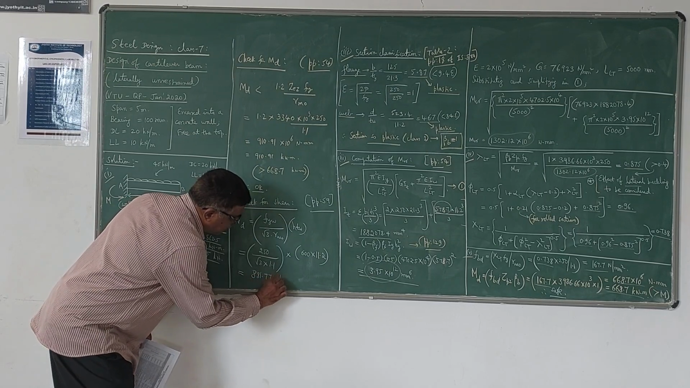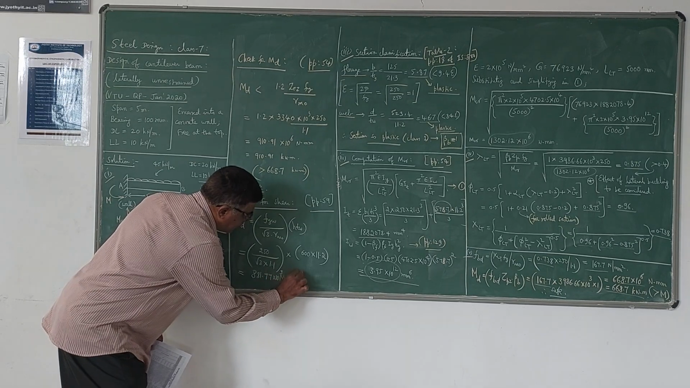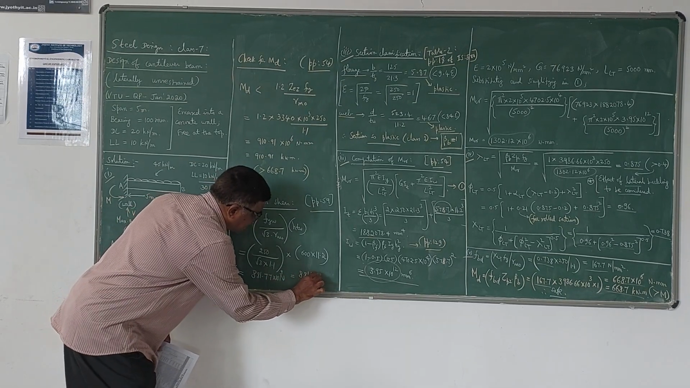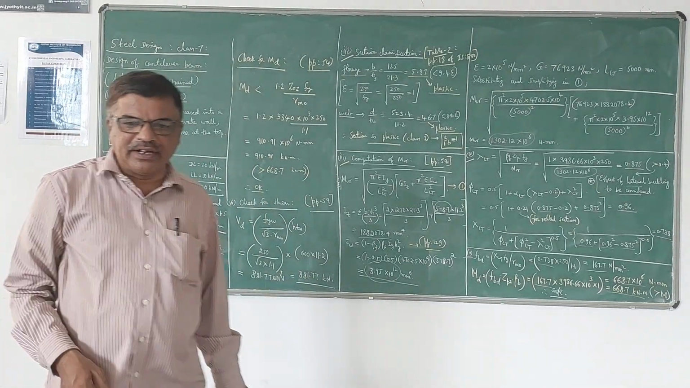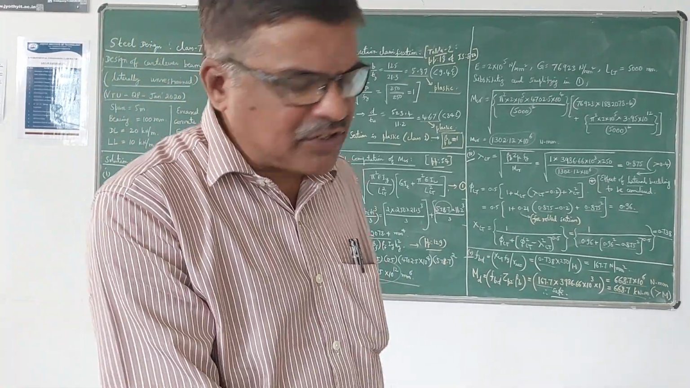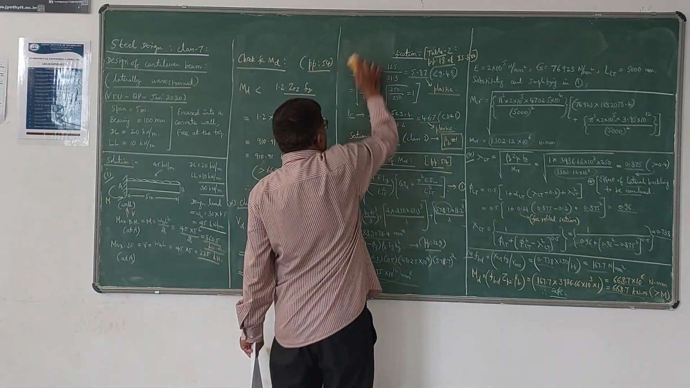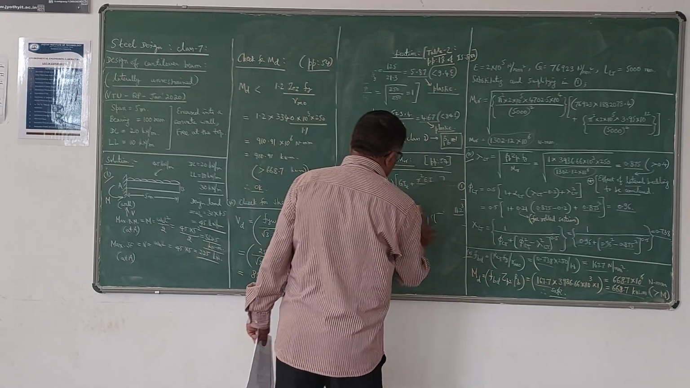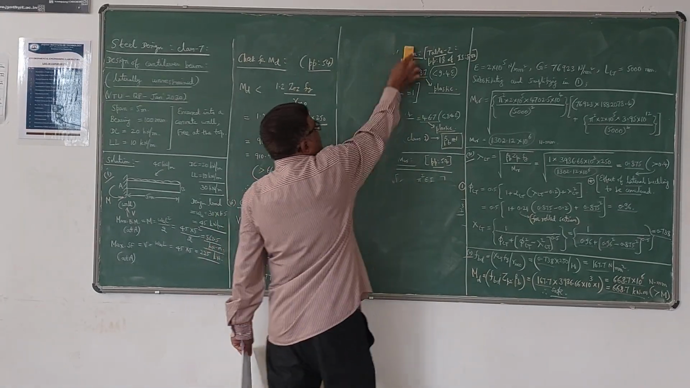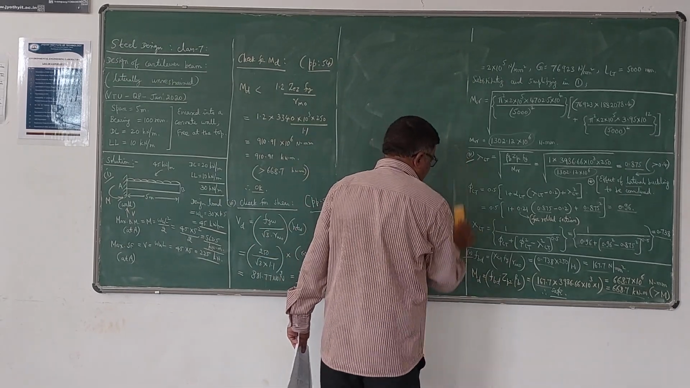So kilonewton, of course, we are getting in Newton into 10 power 3. So it becomes 881.77 kilonewton. So this is the value of Vd. Vd is the design shear strength of the web. Then once you get that value, compare the 0.6 times Vd with the V. V is the maximum shear force which acts at the fixed end in the case of cantilever beam.